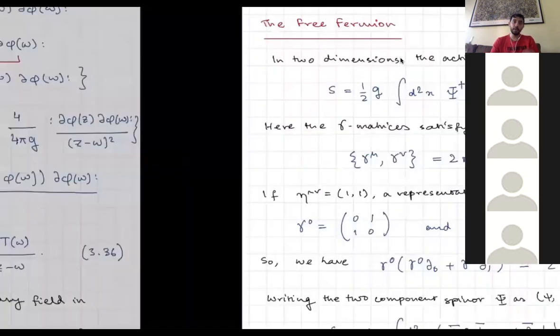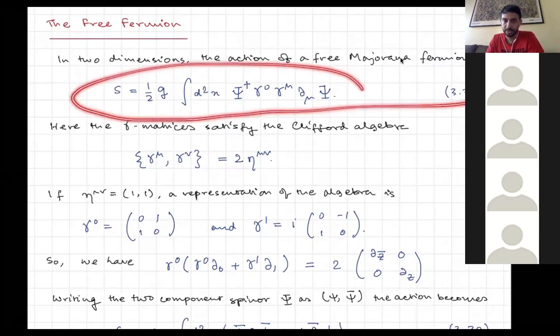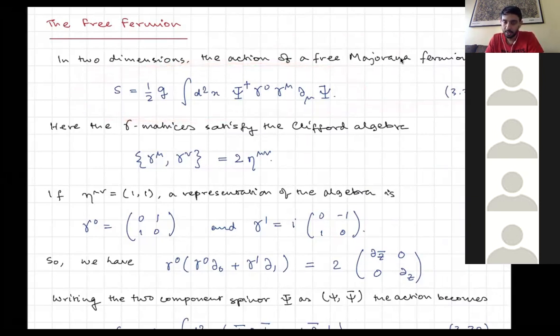So moving on, let's quickly do the free fermion as well. Let's say we are in 2 dimensions. The action is given by 3.37. So this is our action: psi bar gamma mu del mu psi. Remember, we are in 2 dimensions, so the Clifford algebra is as it is.